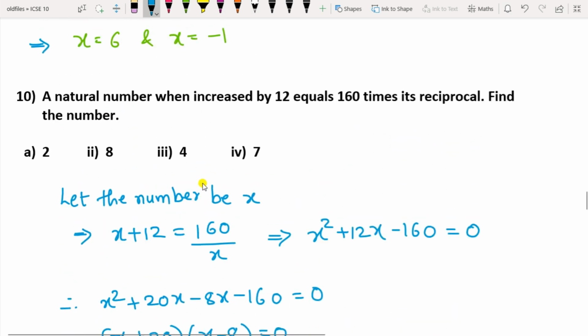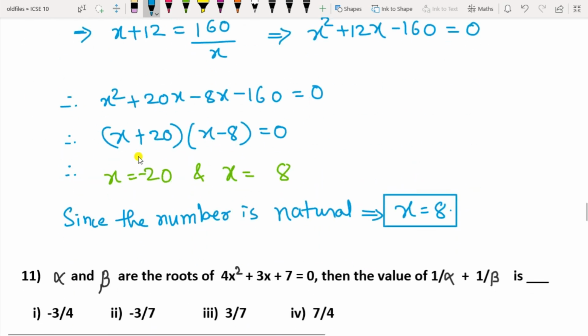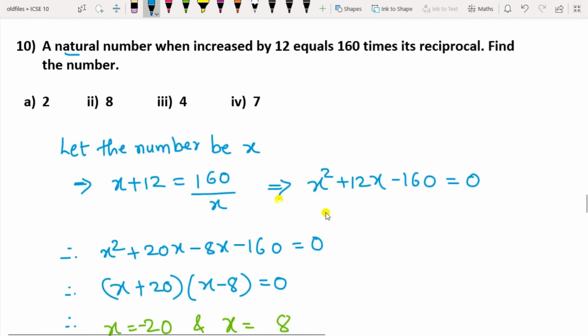Now since it is given here that it is a natural number, we cannot consider the negative value of x. So we have to consider x equal to 8. So option 2 here is the correct option.